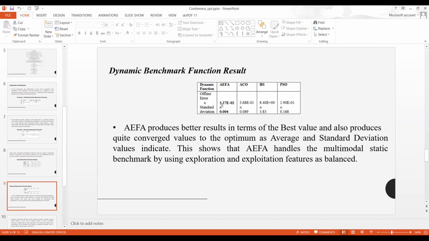So concerning the result for the static benchmark function, which tries to test the balance of exploration and exploitation. Exploration in the sense that AFA can move around the search space effectively to find regions where there is the global optimum value, and exploitation in the sense that when it gets to a region where there is a global optimum value, AFA is able to exploit that particular region and obtain the best global optimum value. So for the static benchmark function, it shows the stability in the structure of AFA to both explore and exploit regions of global optimum value.